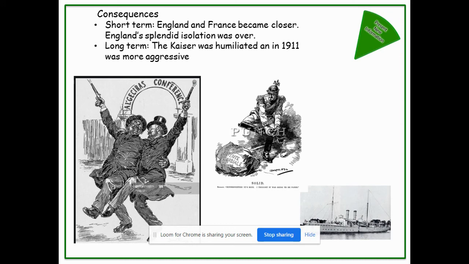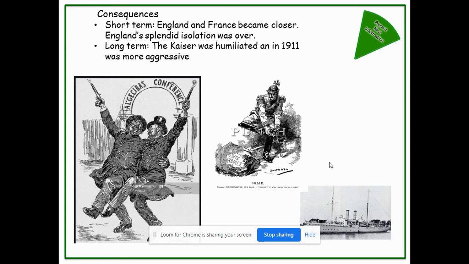In the long term, the Kaiser was humiliated. After the conference, this was the first time he tried to really get involved in world politics, promote the idea of Weltpolitik, the German idea that Germany as a nation should have more control in the world. And really, he hadn't got anything from it. At the conference, he hadn't built any alliances with other countries. Very few other countries supported him. And equally, he'd been given no control over any countries in Africa.